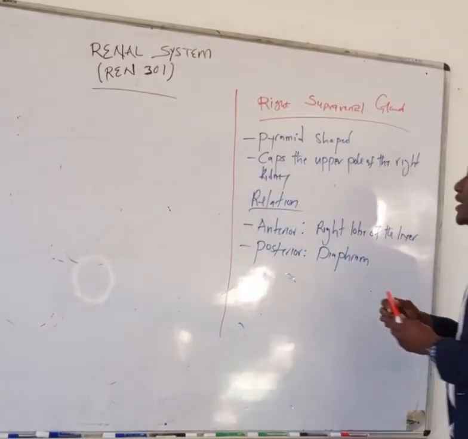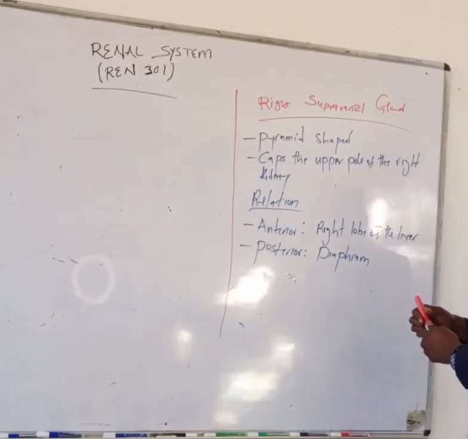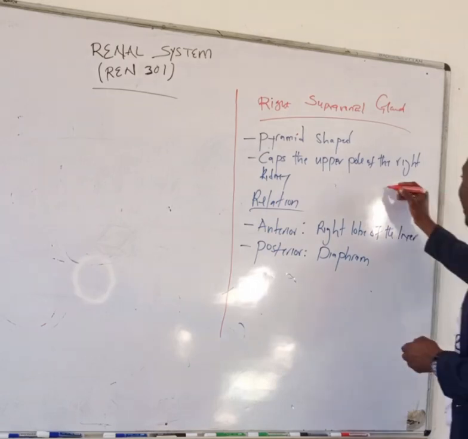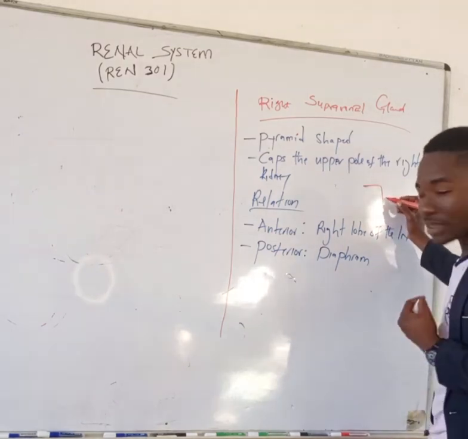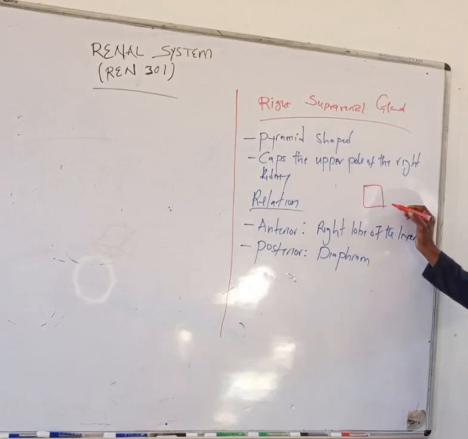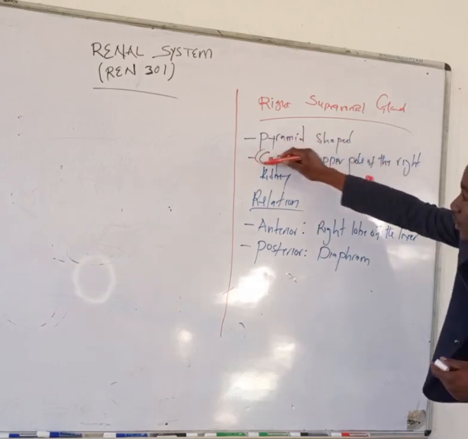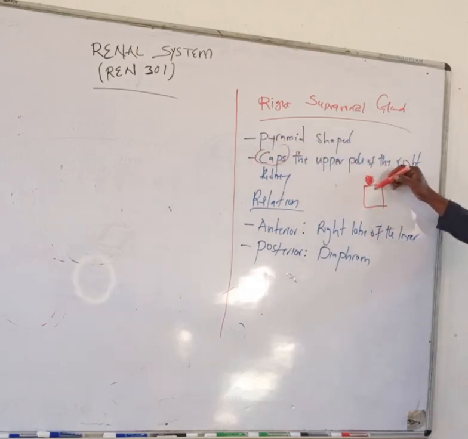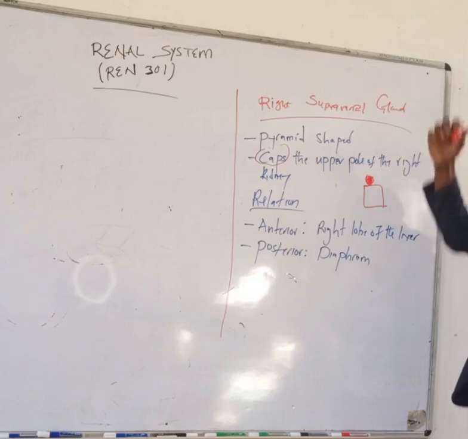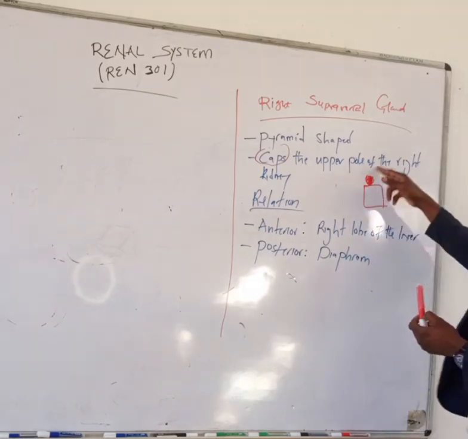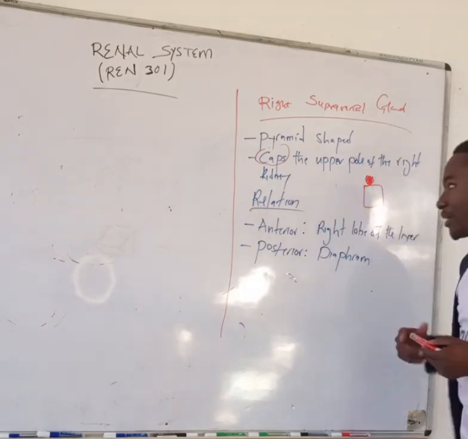So it keeps the upper part of the right kidney, meaning that if this is the kidney, assumption again, I'm just assuming. So if this is the right kidney, it covers the top of the kidney, which is the upper pole of the right kidney. Relations.